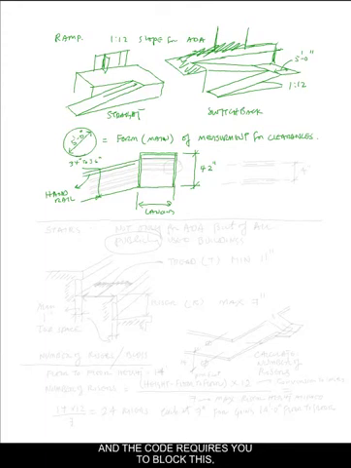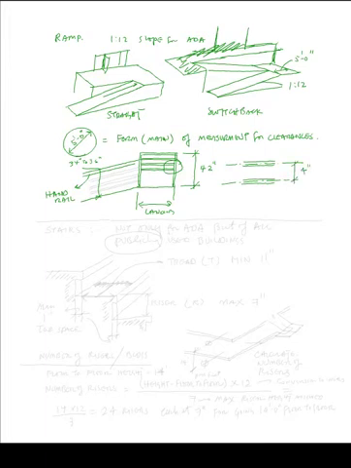And the code requires you to block this. So when we are looking at a detail of these pipes, or however that is, it might be a sheet of glass, so it's fully covered, but it's still transparent. The center line of the pipe is 4 inches. And same goes for the handrail.